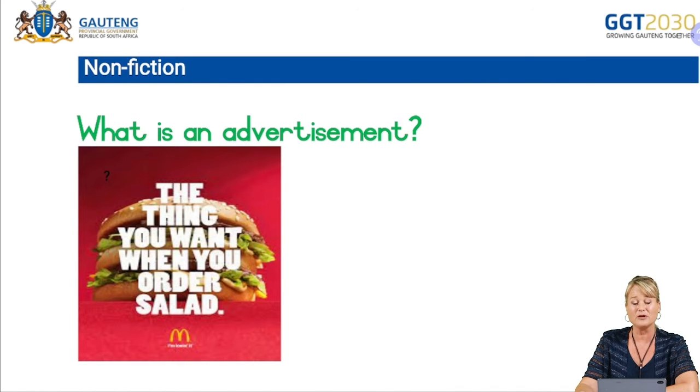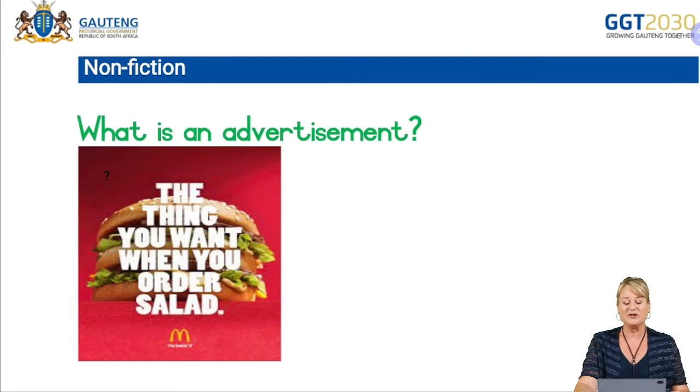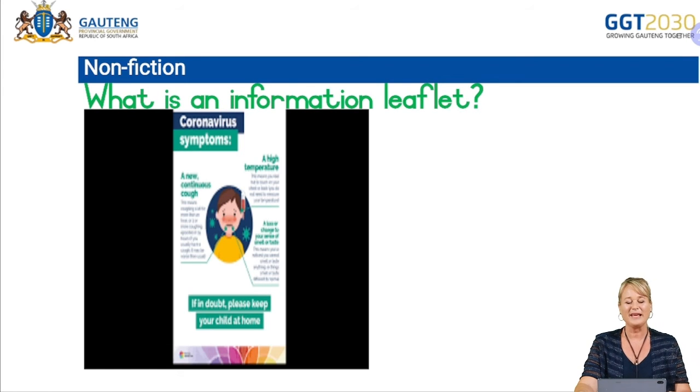What is an advertisement? There's an advertisement you might recognize if you like to eat McDonald's. It says the thing you want when you order salad. So everybody loves a good burger, and that lovely juicy burger is making us want to go and buy it. They give us the facts, but they put it in such a way that it really convinces us to go and buy one.